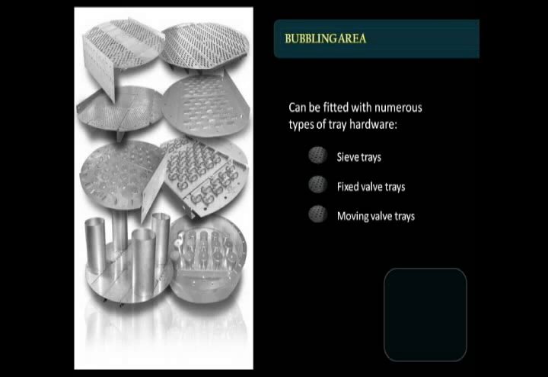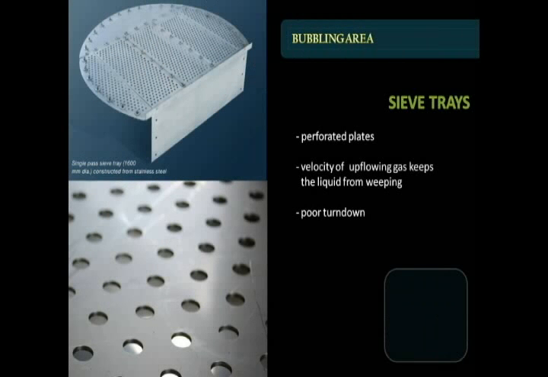The bubbling area can be fitted with numerous types of tray hardware. The most common types by far are sieve trays, fixed valve trays, and moving valve trays. Sieve trays are perforated plates. The velocity of upflowing gas keeps the liquid from weeping, or from descending through the perforations. At low gas velocities, liquid weeps through the perforations, bypassing part of the tray and reducing its efficiency. Because of this, sieve trays have a relatively poor turndown.